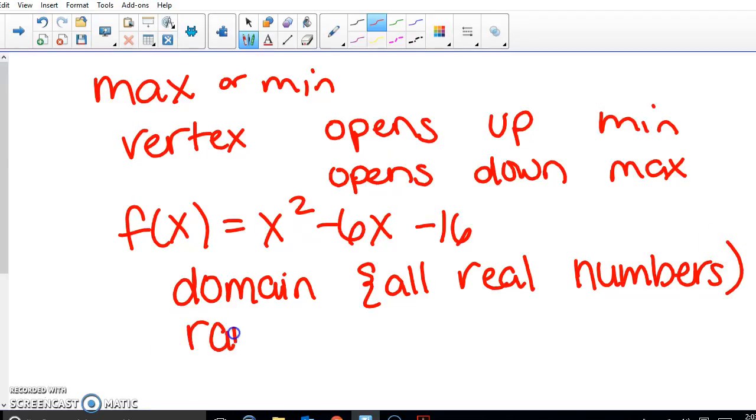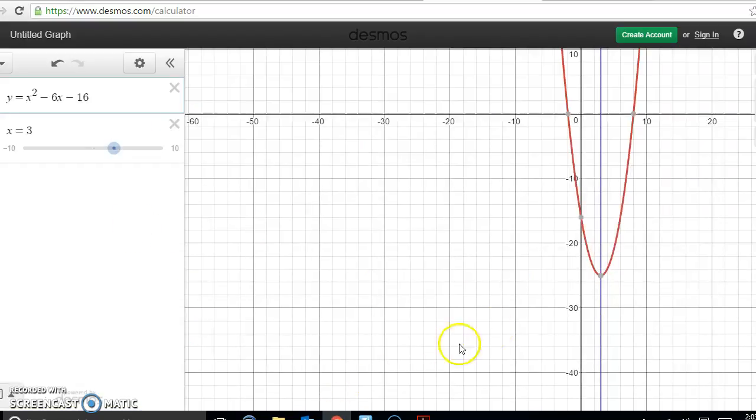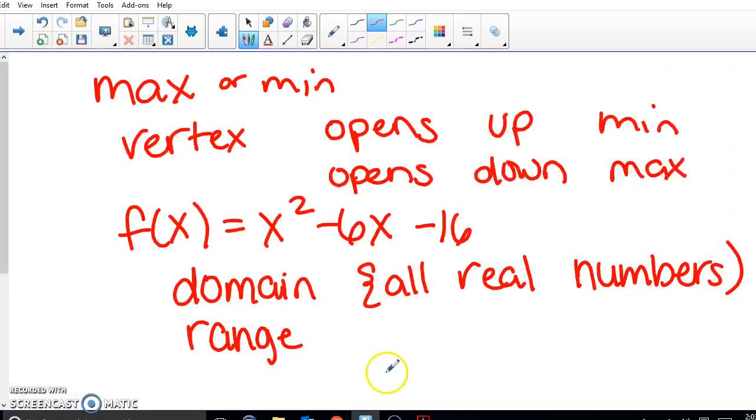Our range is going to be our y values. So looking at this one, our y values are going to start at -25 and then go up. So our range is going to be all y values greater than or equal to -25.